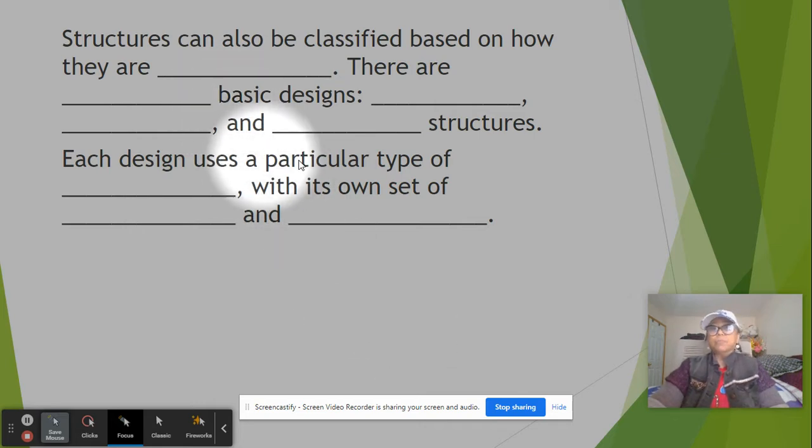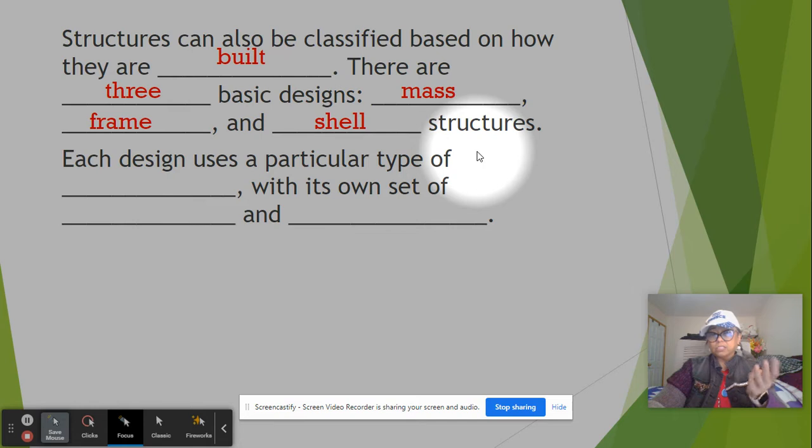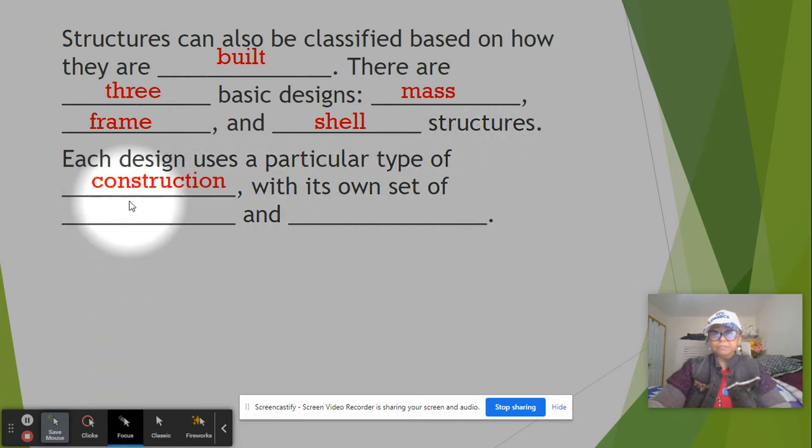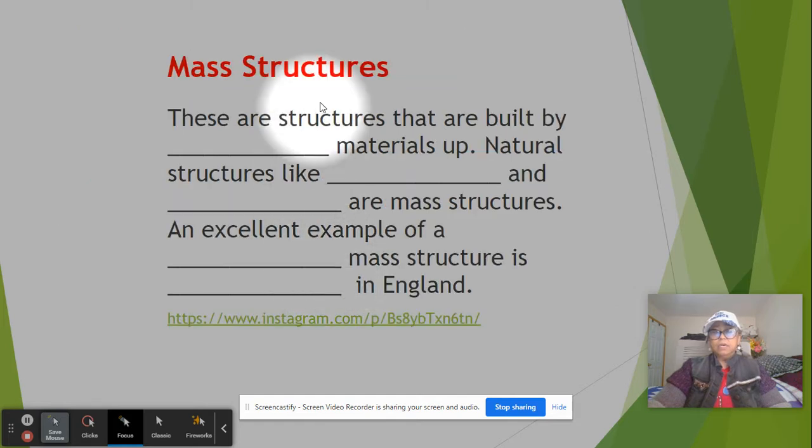Now, structures can also be classified based on how they are built. There are three basic designs: one, mass; two, frame; and the third one, shell structures. Now, each design uses a particular type of construction with its own set of advantages and disadvantages.